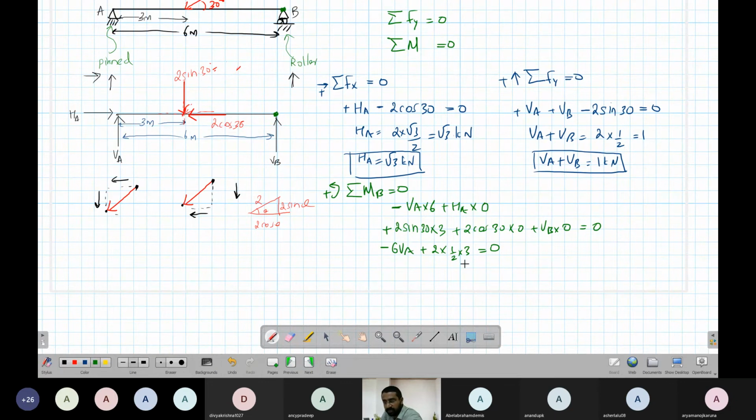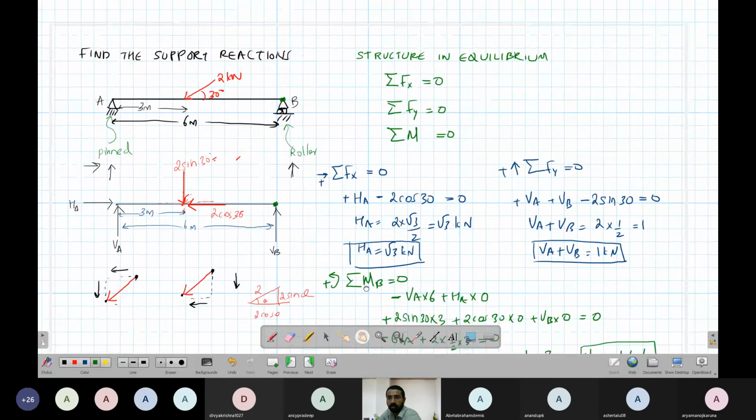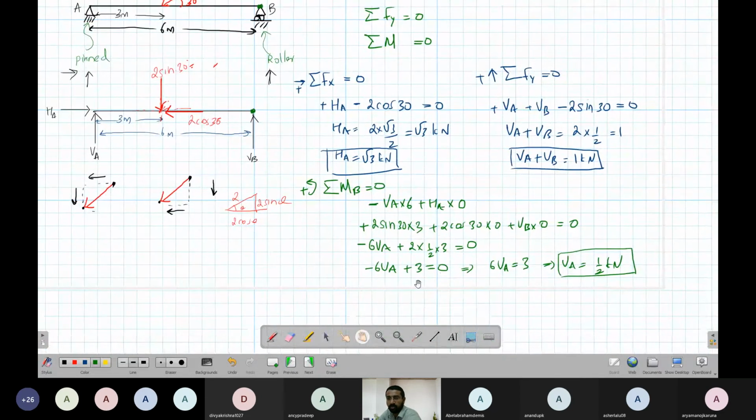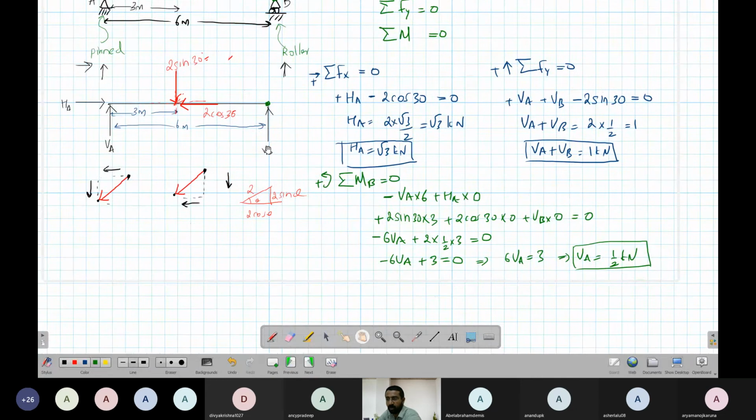I'll take 6 VA this side. So this is basically minus 6 VA plus 3 equal to 0. That implies 6 VA equal to 3. VA is half. VA equal to half. So the vertical force at A is half Newton.